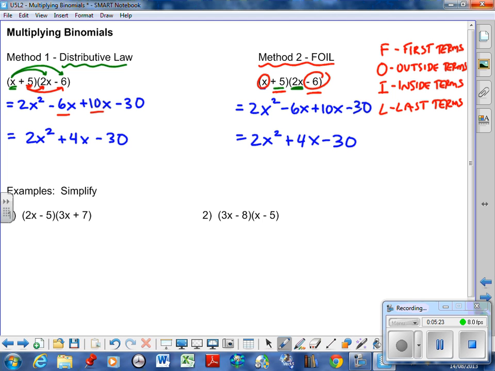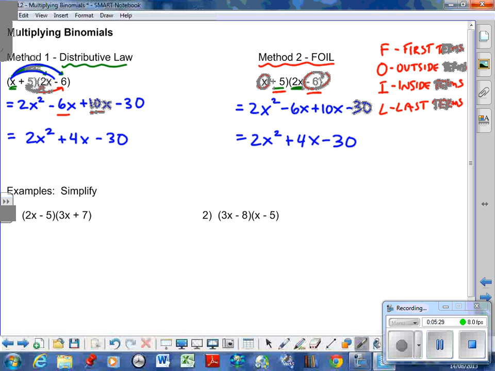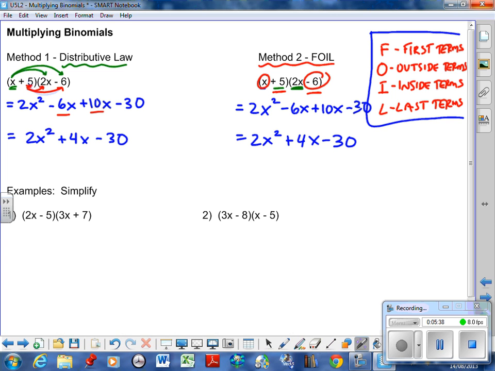Okay, so the first one here is just an extension of the distributive law. That's all you're really doing, and that's what the arrows are. And I'd recommend, if you're going to use distributive law, use your arrows so you remember what you have to multiply. For the people that like something that kind of tells you what to do, literally, it's instructions.